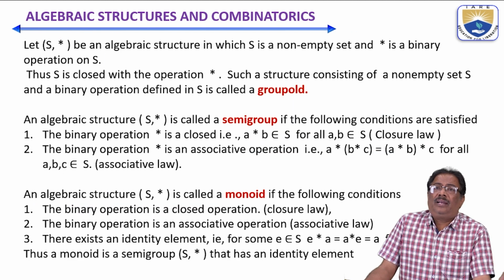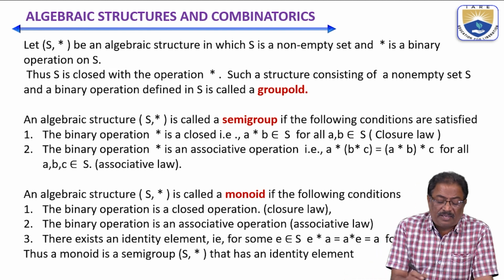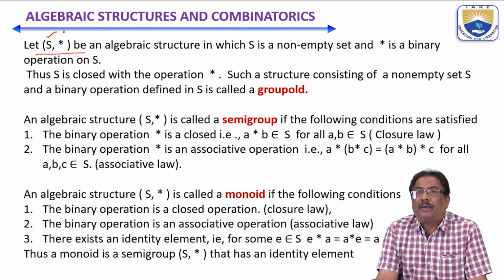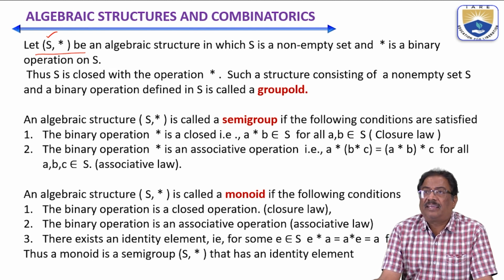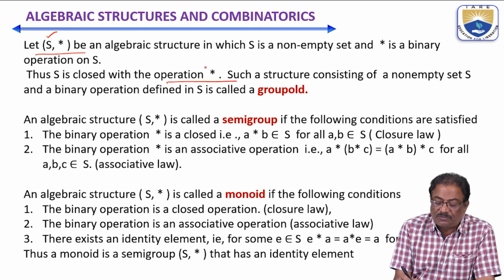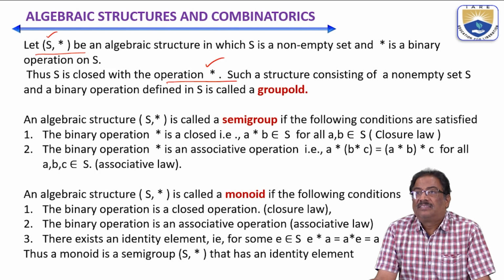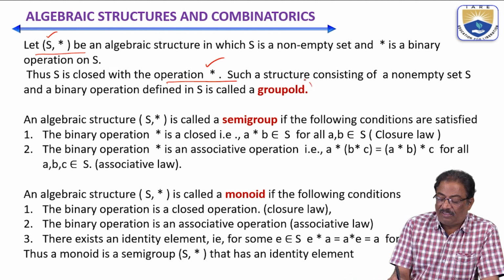Now we are going to discuss a few more definitions. Here S is a non-empty set and star is a binary operation. In an algebraic structure in which S is a non-empty set and star is a binary operation, if S is closed under the binary operation star, such a structure consisting of a non-empty set and a binary operation defined on S is known as a groupoid.